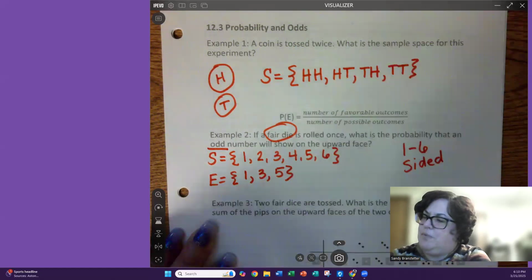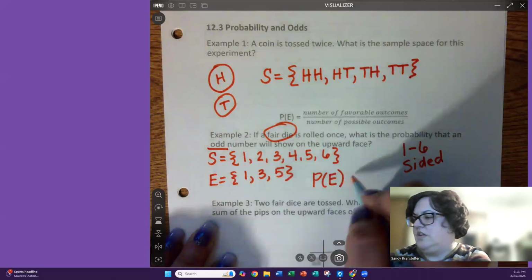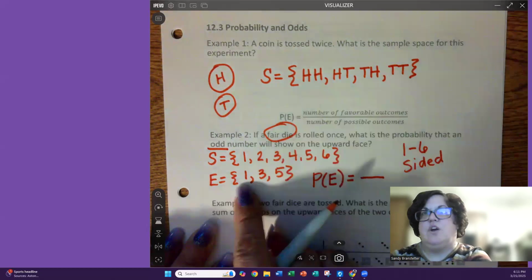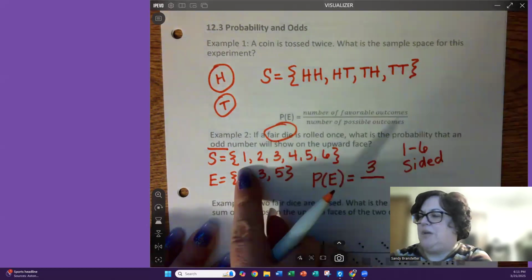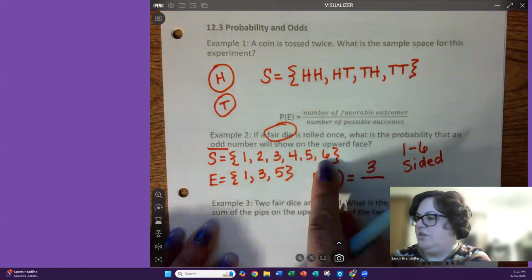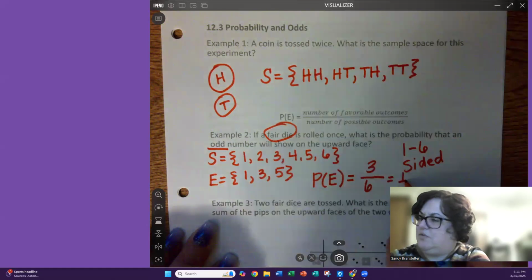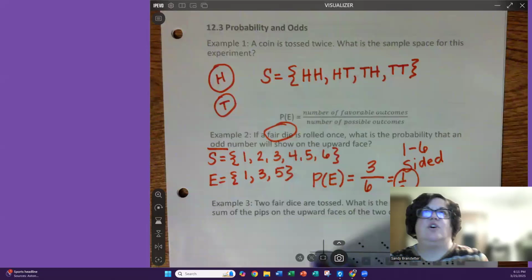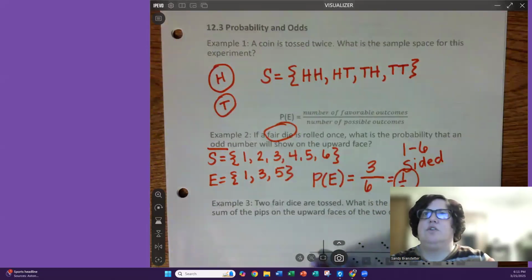So the probability of our event occurring, the odd numbers, how many odd numbers are there? There are 3. How many possible numbers are there? There are 6. And then we will always simplify any fractions and write them in lowest terms or reduced form. So 1/2 is your answer.